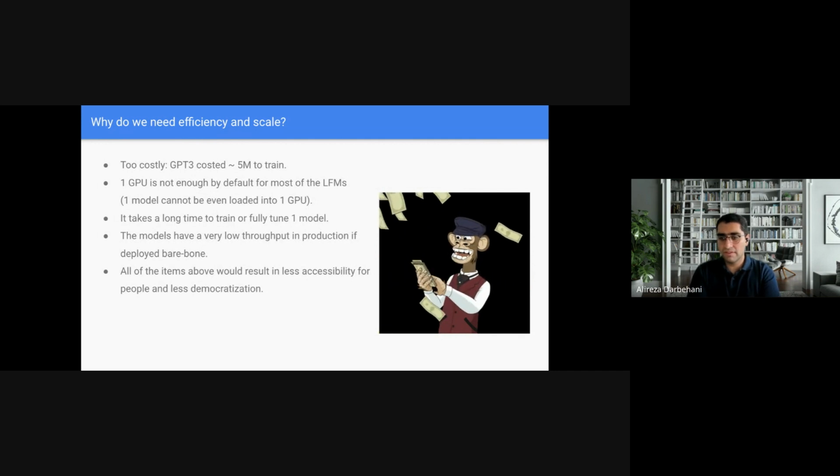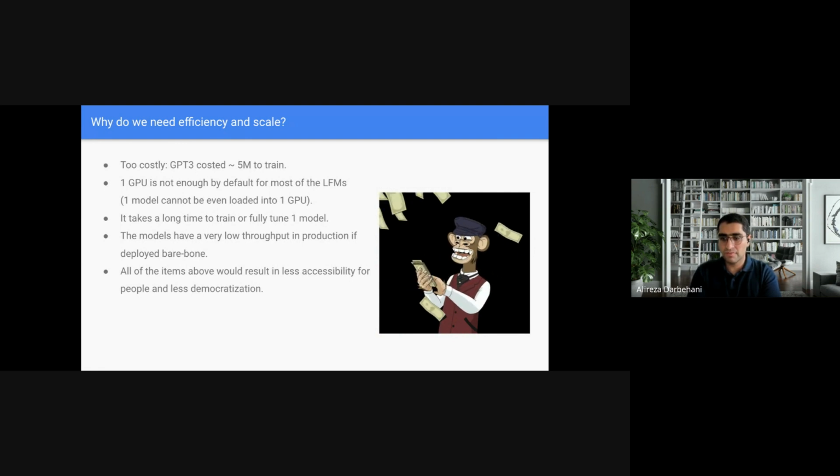Also, the model has very low throughput in production if it is just deployed as a bare-bones model. You just download it from Hugging Face, as an example, without using any of the techniques. So when you want to get inference, you don't have that scale. You just send it a prompt, let's say it's a text generation model, right? You want the answer in under a couple of seconds. You don't want to wait 5 minutes to get your answer back.